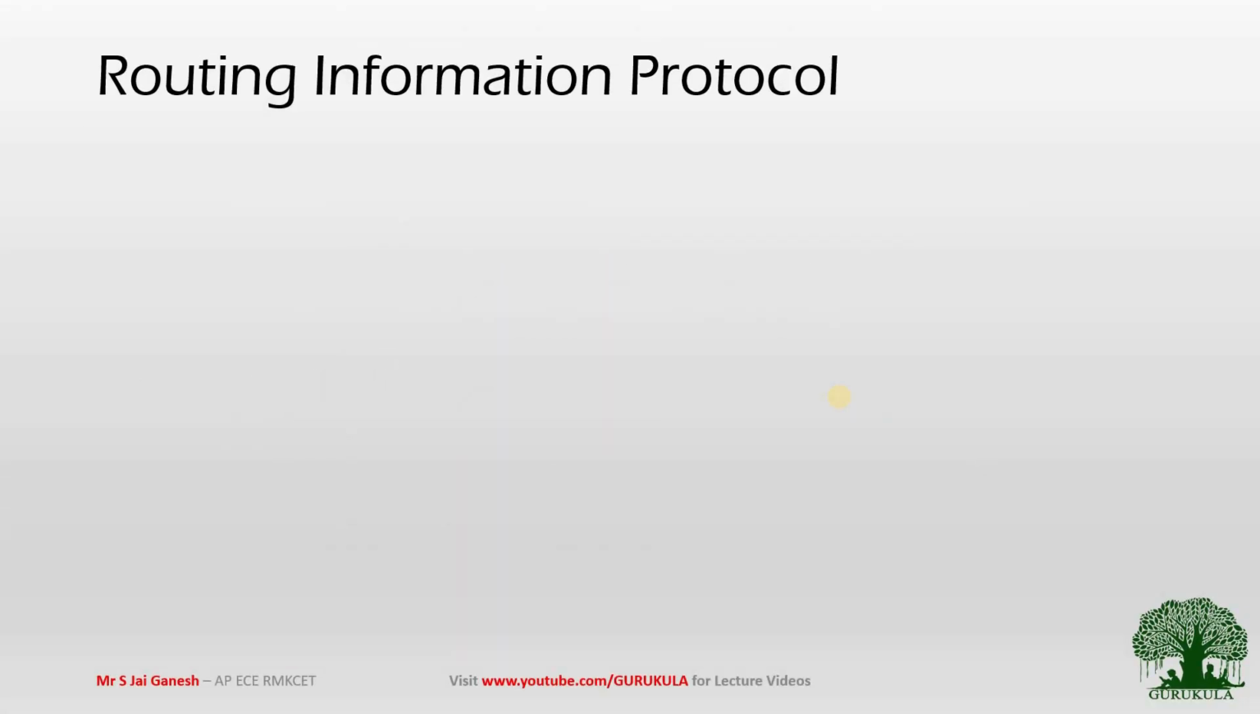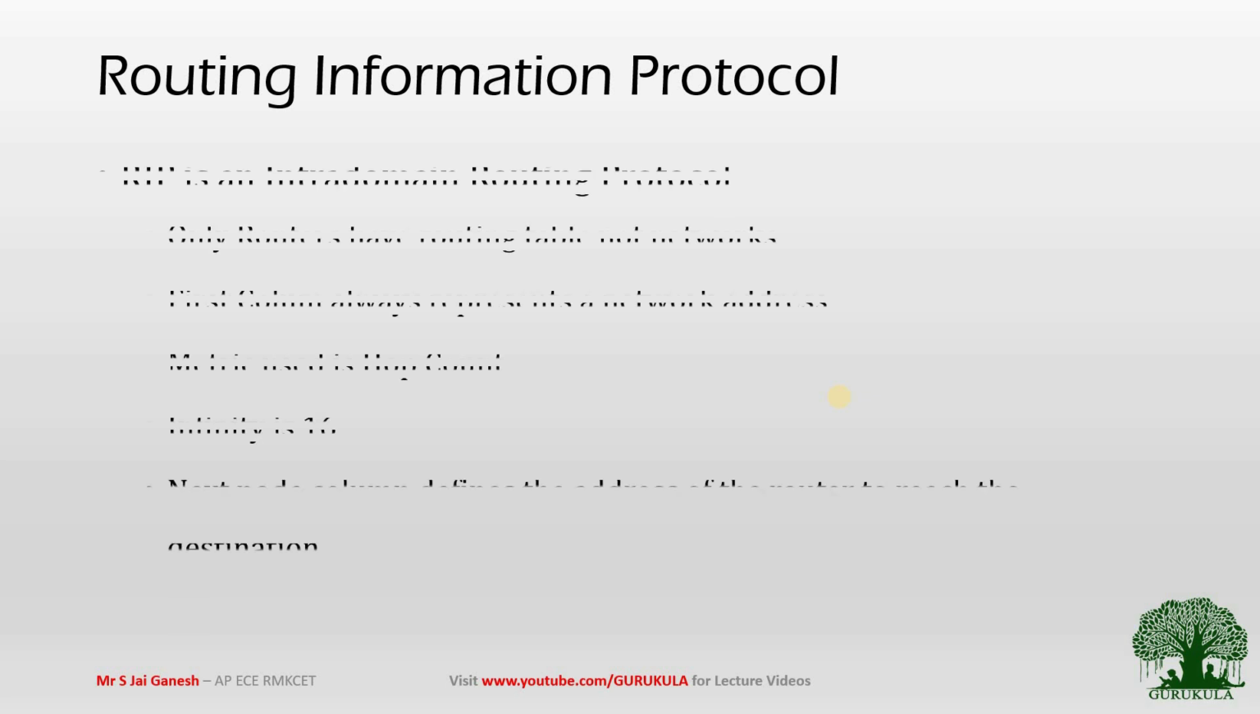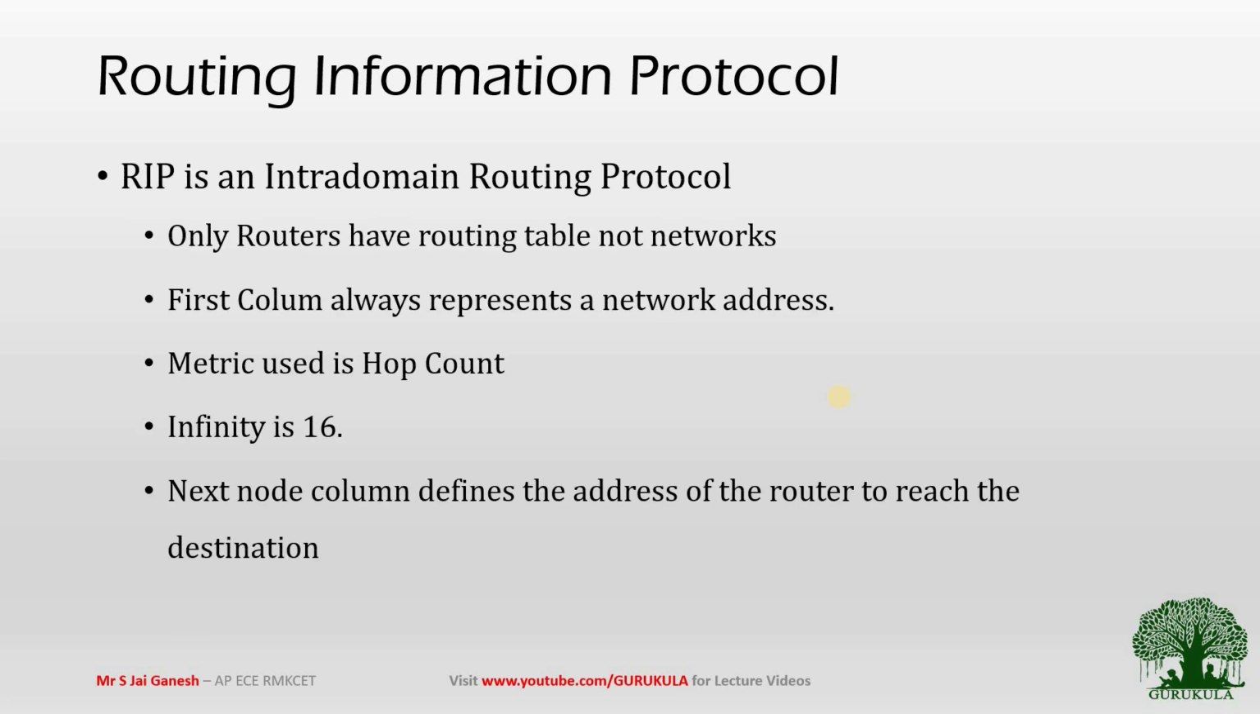So again, coming to the protocol that is associated with distance vector, we will be using the Routing Information Protocol. So these are all the various assumptions and considerations that we will make in the Routing Information Protocol. The first and foremost point that you need to keep in mind is RIP is an intra-domain routing protocol, not an inter-domain routing protocol. So already we have a clear discussion on what is intra-domain routing and what is inter-domain routing.